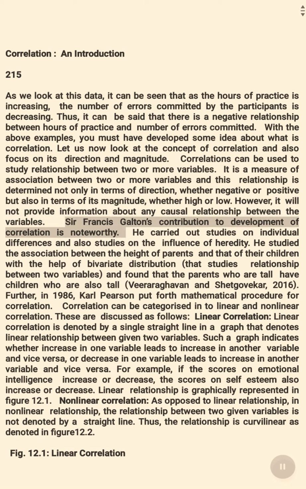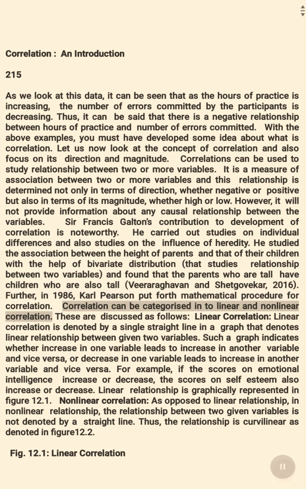Sir Francis Galton's contribution to development of correlation is noteworthy. He carried out studies on individual differences and also studies on the influence of heredity. He studied the association between the height of parents and that of their children with the help of bivariate distribution, that studies relationship between two variables, and found that the parents who are tall have children who are also tall. Further, in 1896, Karl Pearson put forth mathematical procedure for correlation.